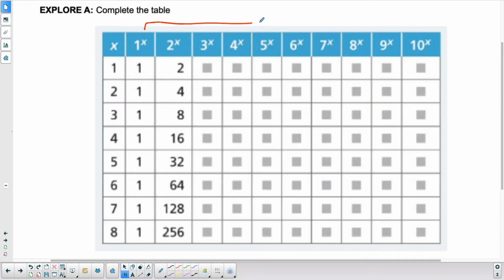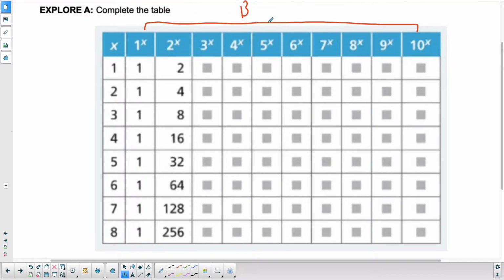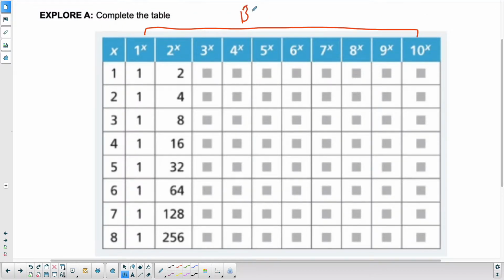So all of these numbers here, these are bases. My pen's giving me a hard time. So these are bases. We have a base of 1, 2, 3, 4, and so on. The numbers on the side represent the exponents. I don't know why I tried the squiggle again. Let me just draw the bracket. So these are the exponents.